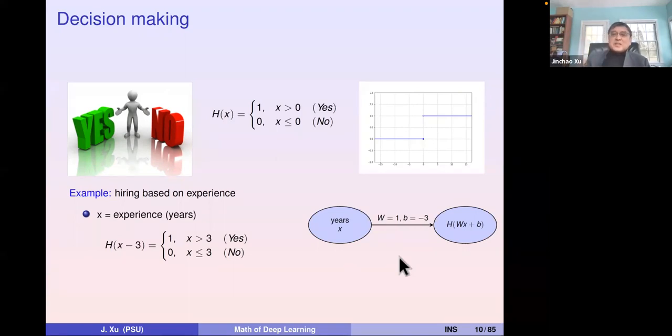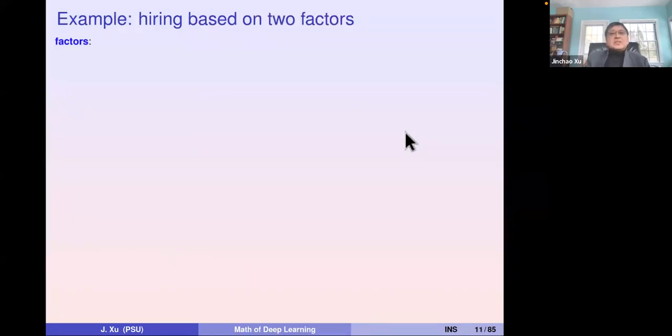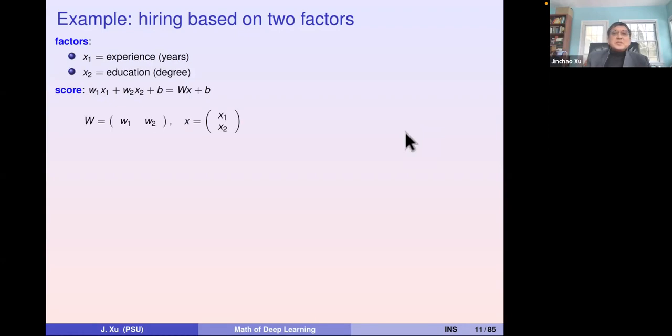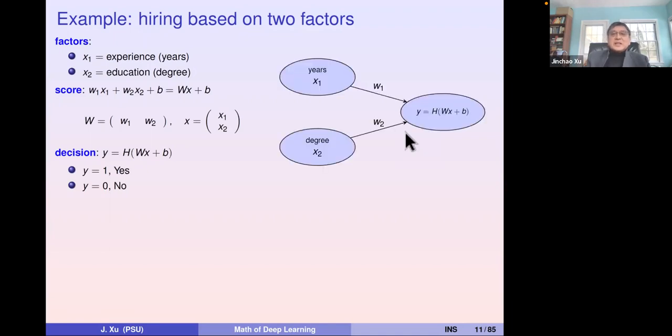So that's mathematically represented as H(x - 3). This is what we call an activation function. It's a Heaviside function, and this is the simplest example. Now suppose I say I'm going to consider not only experience, but also education. In this case it's a little more complicated. You can take a linear combination of the two and make a decision based on the score. If y equals 1, yes. So now, instead of one factor, I have two factors.